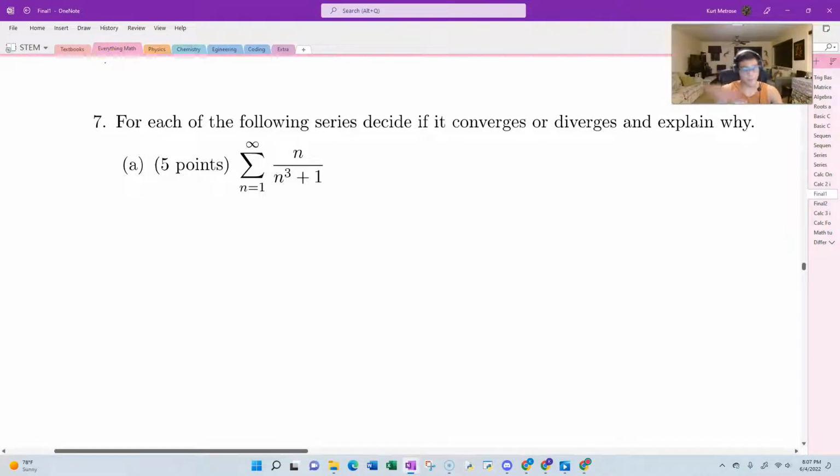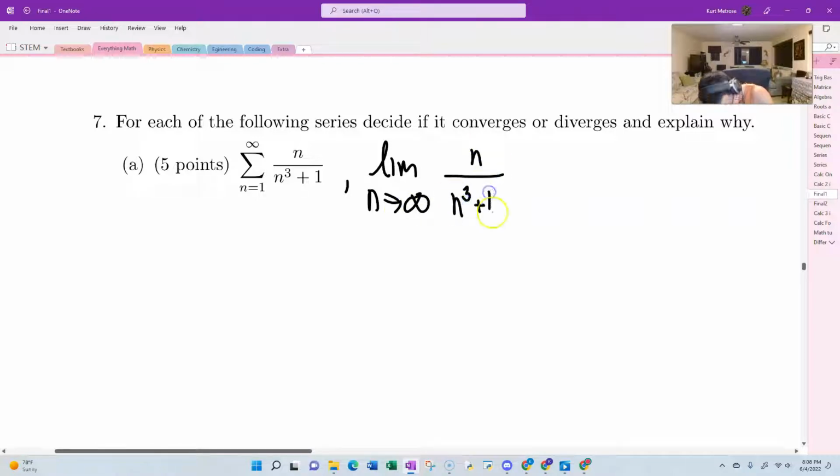Okay, so does this series converge or diverge? That's the question. What can we do? Let's just pretend that this is just a limit, right? Because essentially every series is a limit, a lot of summations. It's an infinite amount of summations in this case. So let's just take the limit as n goes to infinity for n over n cubed plus 1.